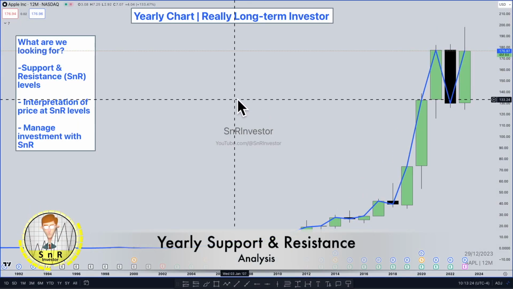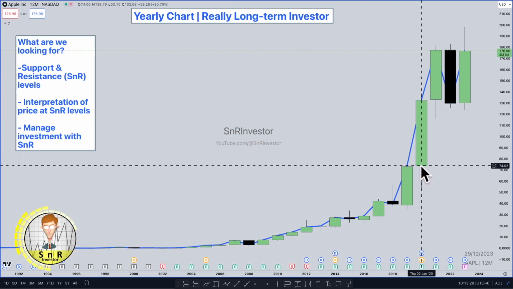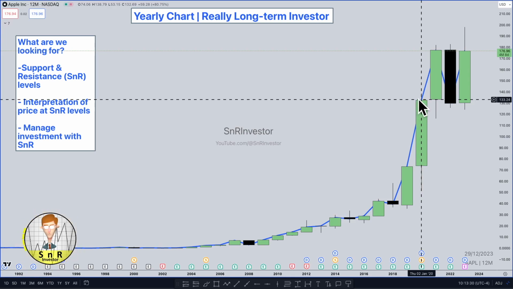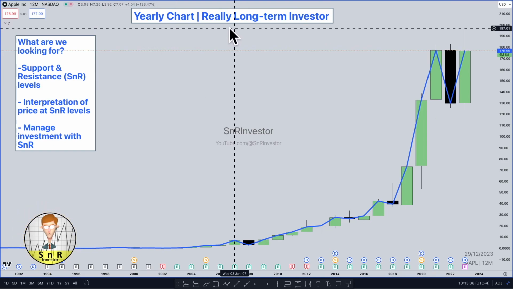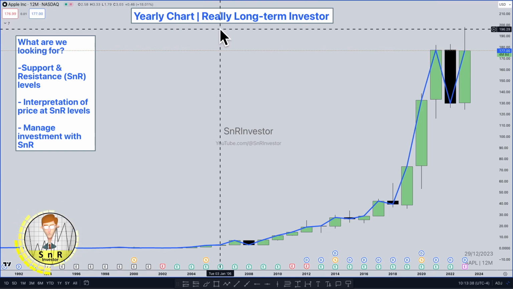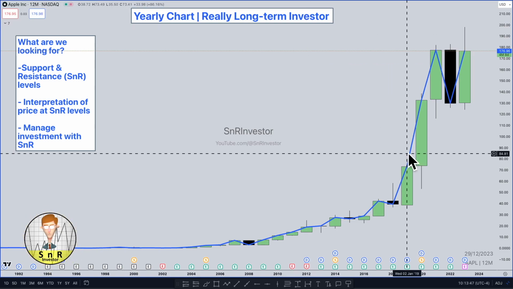This is the yearly chart of Apple. So each candle represents a year of price activity of the Apple price chart. When we look at the yearly chart, we are looking from the perspective of a really long-term investor, an investor that invests for more than 4 years at least.